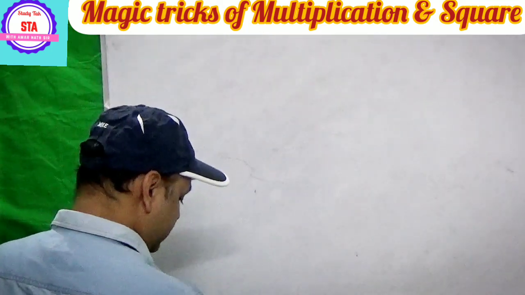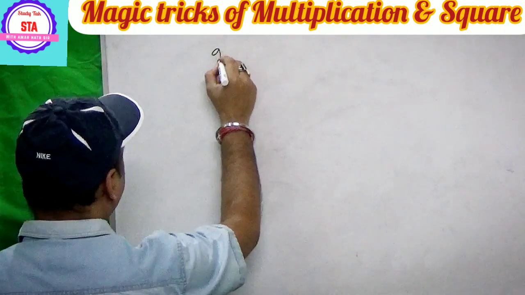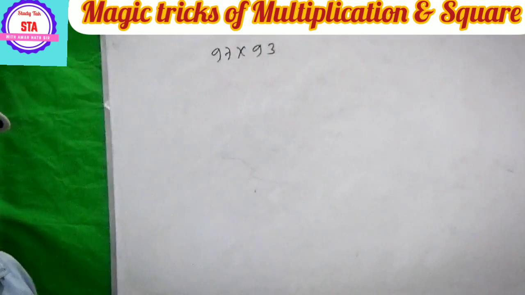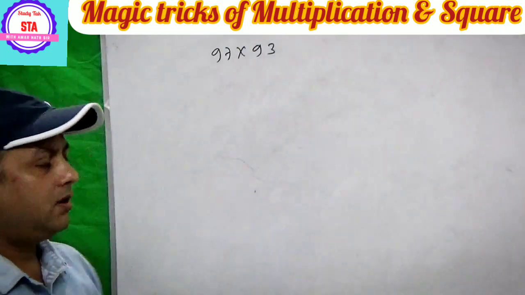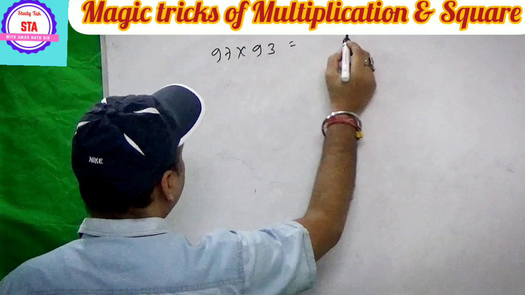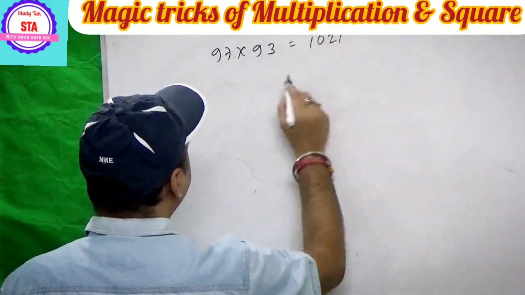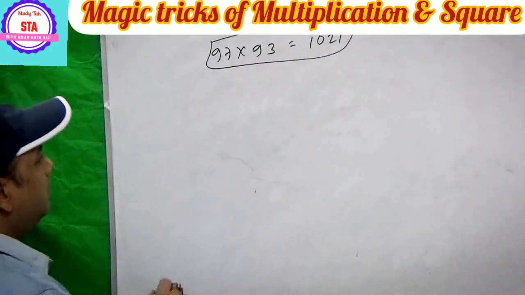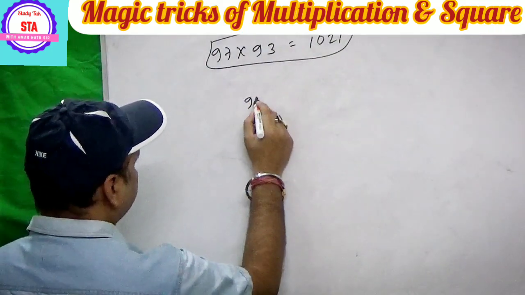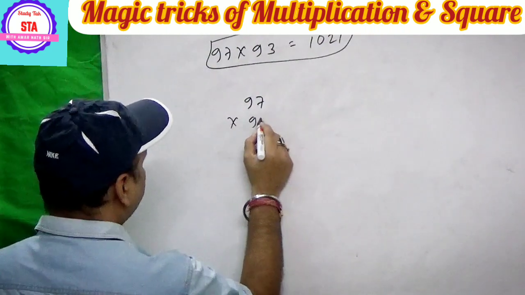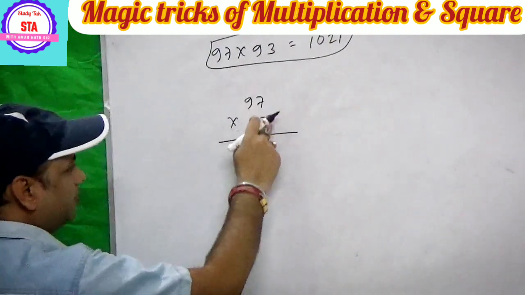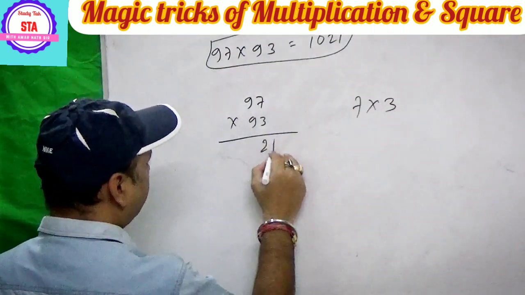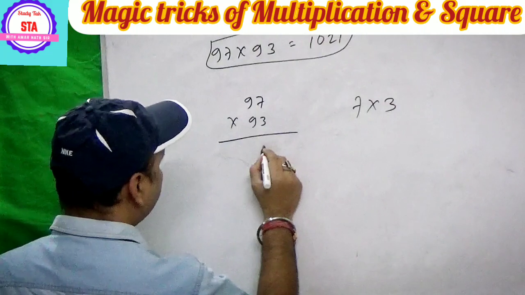Second type question is 97 into 93. I will write the answer of this: 1021. How can I find? You write 97 and 93. Multiply the unit digits, 7 into 3. That is 21.